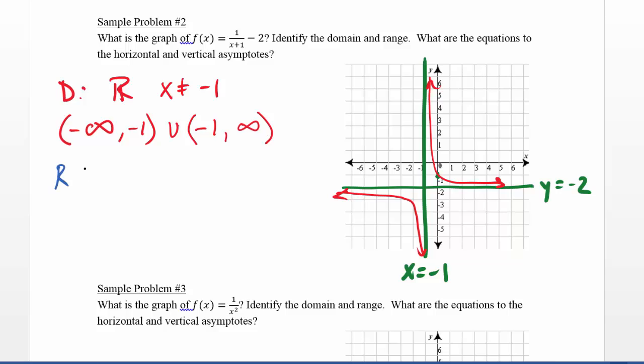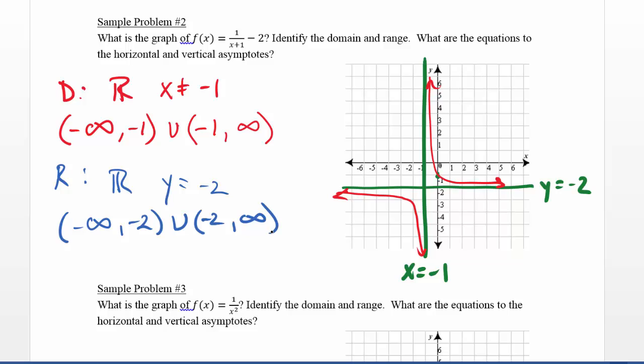And the range would not be altogether too different. We're going to have all real numbers, except this time y cannot equal negative 2. And so you can see the asymptote really dictates to us the values that are excluded from the domain and the range. And again, if I wanted to write that in interval notation, you would see it like that. So that's basically it, and of course the horizontal and vertical asymptotes, we've got that already. So let's take a look at sample problem number 3.